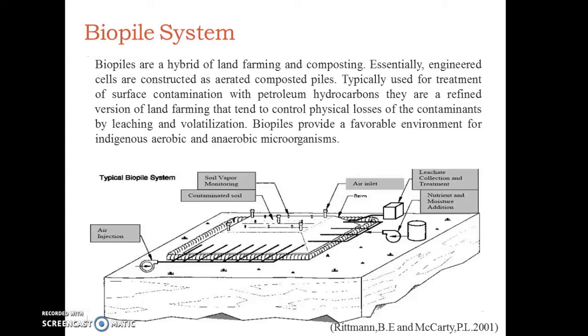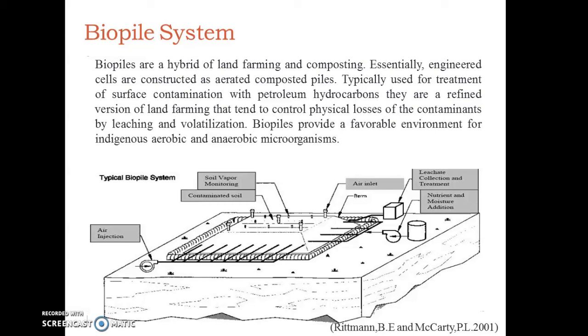They are a refined version of land farming that tend to control physical loss of contaminant by leaching and volatilization. Biopile provide a favorable environment for indigenous aerobic and anaerobic bacteria. So this is the hybrid technology, biopile system of land farming and composting. So the contaminated soil is constructed in an aerated compost pile.